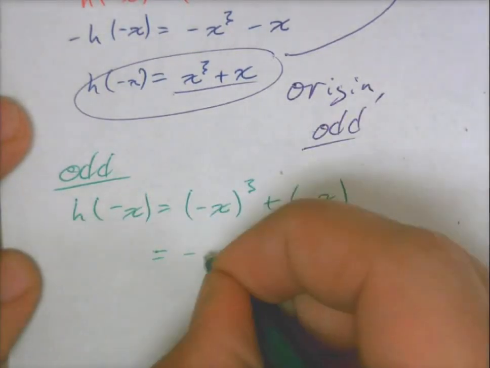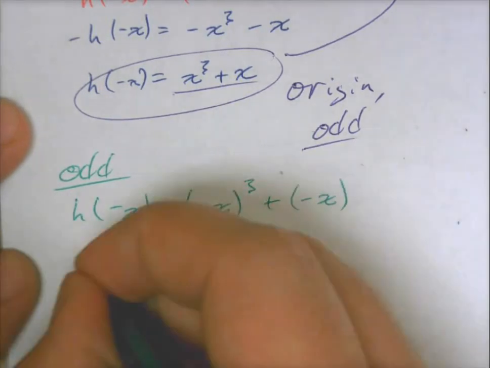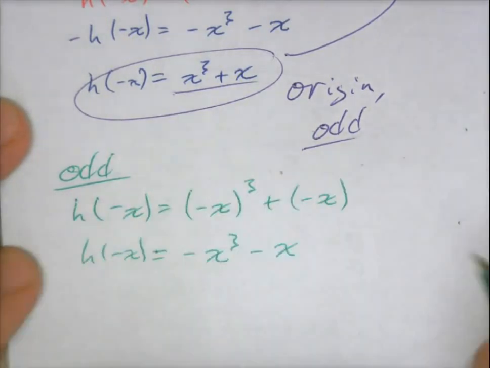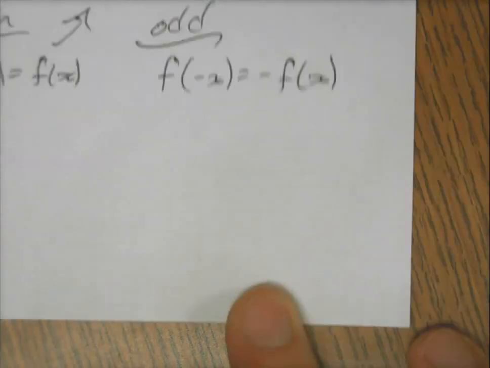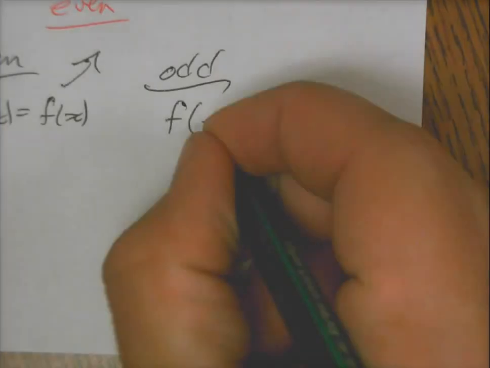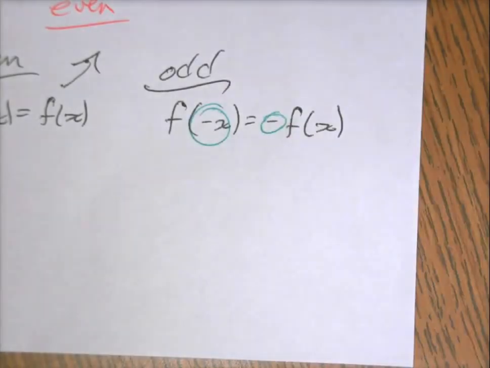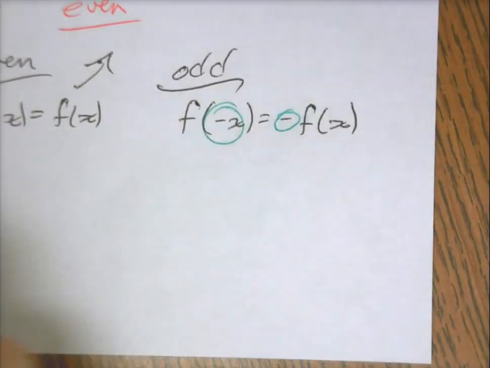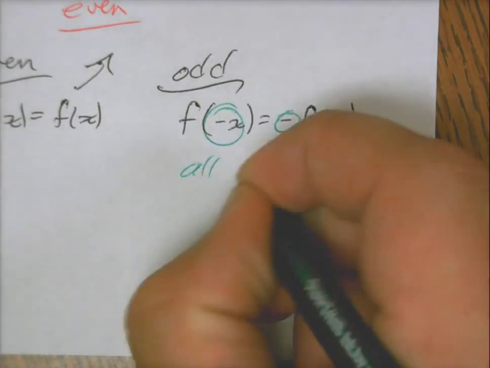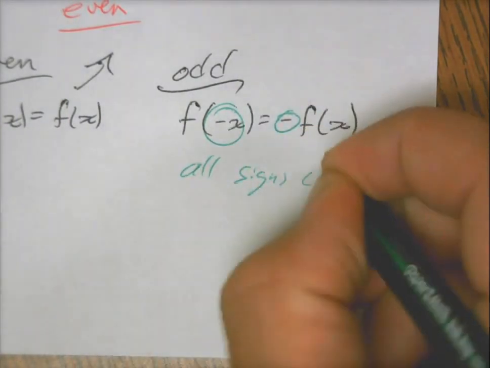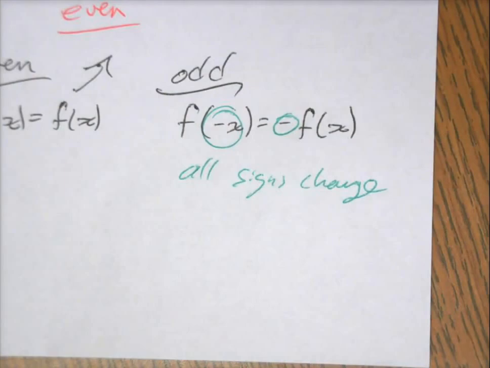So this came out negative x cubed minus x. This was h of negative x. And notice, just like our definition of an odd function, if I plug in a negative x, it comes out as negative the function, which just means to me that all the signs change. All signs change. If you want to write that.